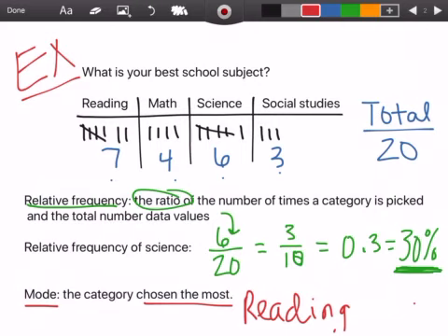Now, what can we do with this information? We could put it into a bar graph. I could put it into a circle graph. Really those are the two most common that show us this information in a visual form. So that's all I have for you for categorical data.